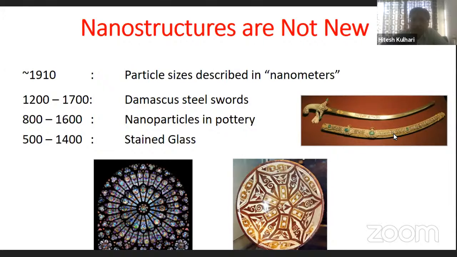This is because of the nanostructures. Some potteries from the 800 to 1600 century, when they were formed, also reflected different colors. Some stained glass also. So we can say that nanostructure, nanoscience or nanotechnology is not new, but we came to know about it after 1910.